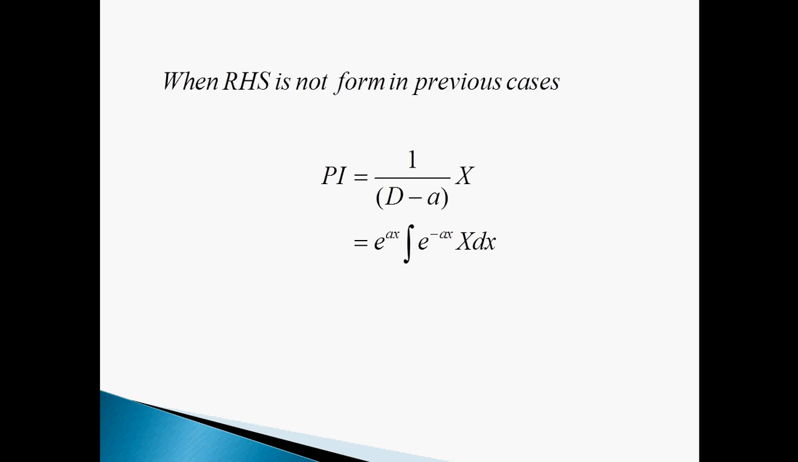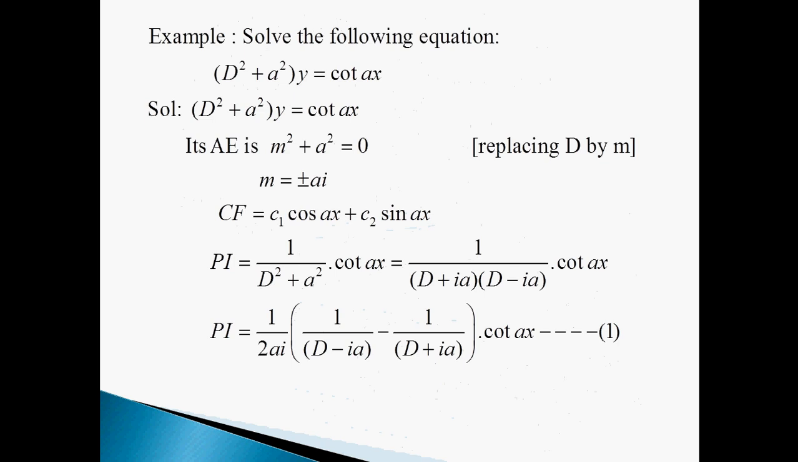Next, when the right hand side is not of the form in the previous cases, the general formula of particular integral is 1 upon (D minus a) into X equals e to the power ax integration e to the power minus ax X dx. Here we take an example: (D square plus a square) y equals cot ax. Its auxiliary equation is m square plus a square equals 0, replacing D by m, and the roots of the auxiliary equation are plus minus ai, the complex roots.